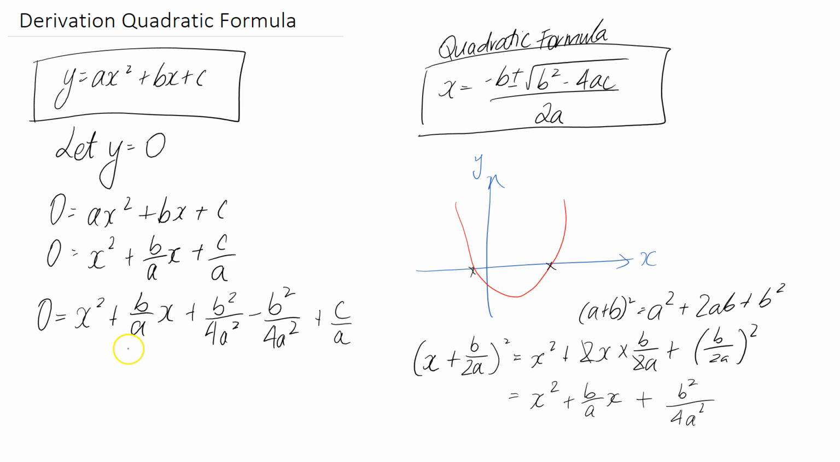And what we can see here is that now these first 3 terms match up to what we had over here. So I can just replace it with this bracketed bit. And that's the completed squares part.